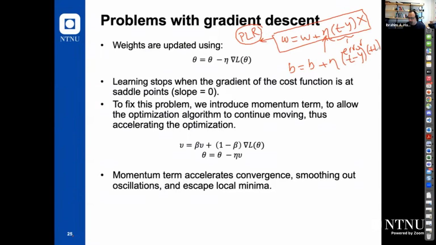But if you want to use a different activation function, a sigmoid function or hyperbolic tangent, for example, in this case we cannot use those equations. We cannot use the perceptron learning rule, and we need to use gradient descent. And gradient descent is also very simple. It's not a big deal, in fact.